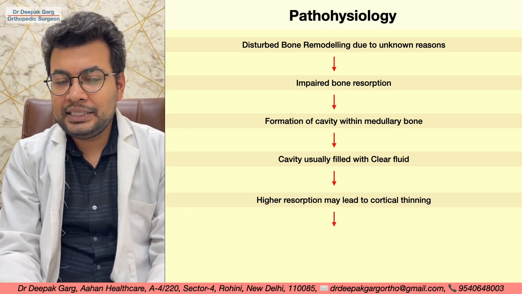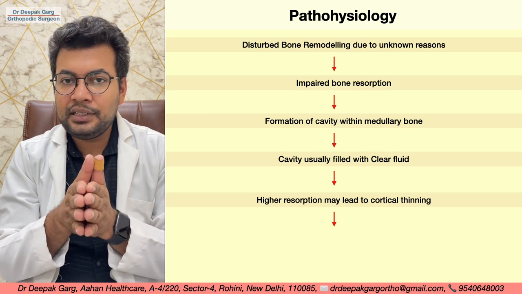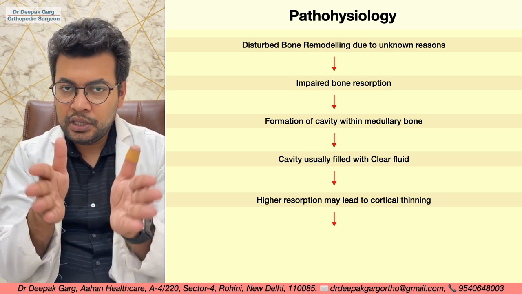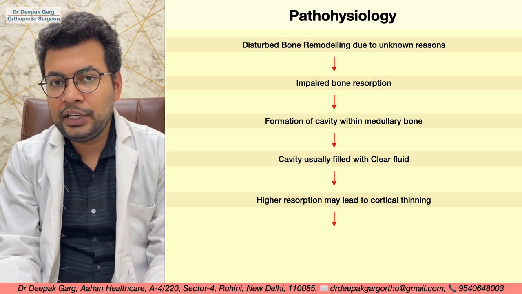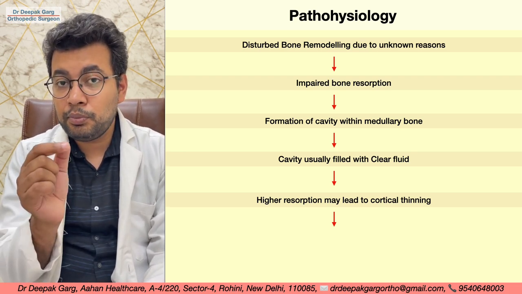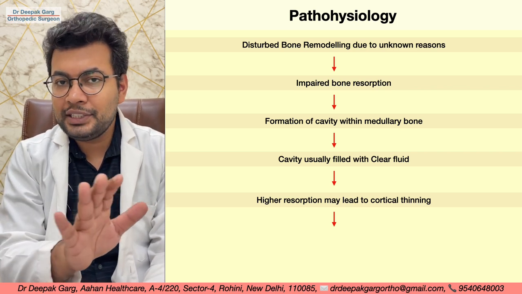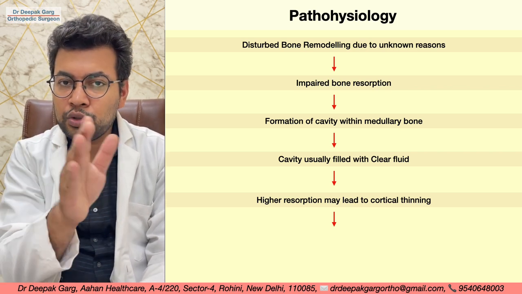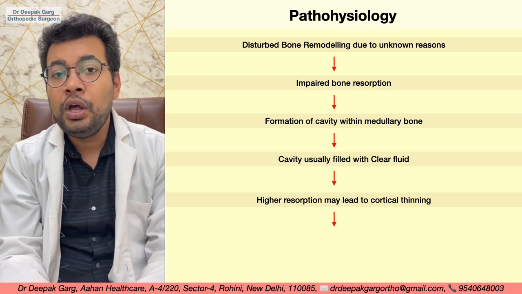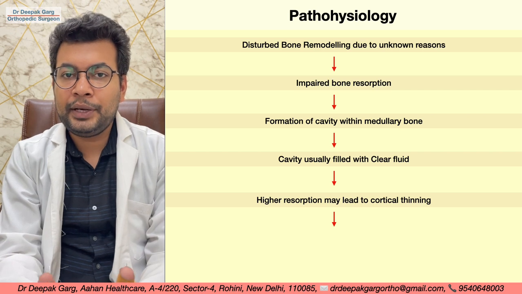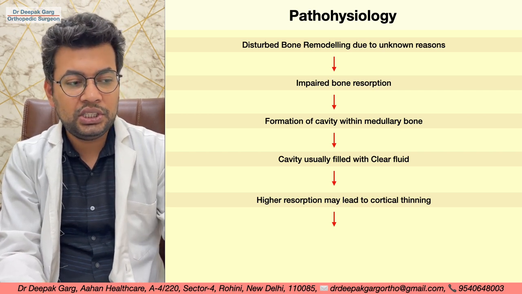Because of this we see the fallen fragment sign. This lesion starts from inside the bone, from the medulla, then comes to the cortex and leads to thinning of the cortex because of the disturbance of the physiological process of the bone, and there is no invasive process happening from the medulla to the periosteum through the cortex. So usually the periosteum is not disturbed, so the periosteal reaction is usually not seen.